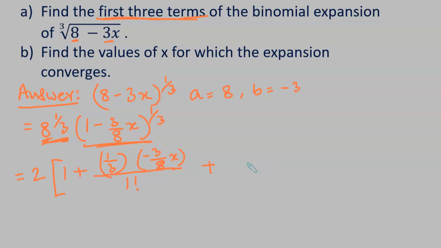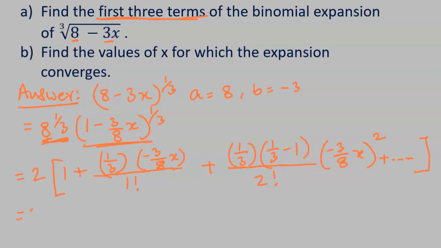What is the third term? r value equal to 2 in C2, so it is 2 factorial in the denominator, and since r is equal to 2, we will be having 2 factors in the numerator. The first factor is obviously equal to n, which is 1/3, and the second factor is n minus 1, so it is 1/3 minus 1. And that will be negative 3 over 8 x whole square. So these are the 3 terms, and it is an infinite series, so plus dot dot dot.